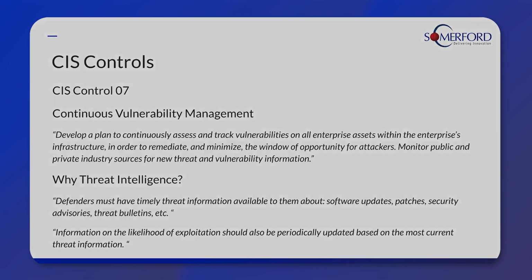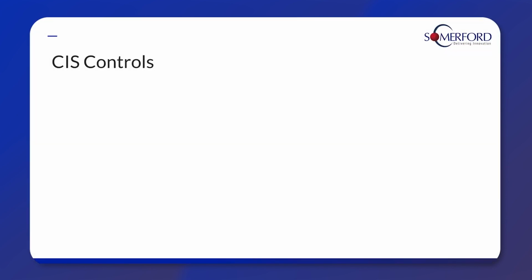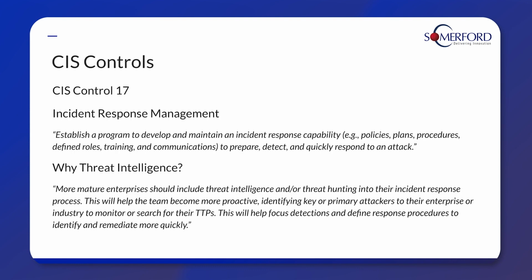And the next one we'll talk about is control 17, incident response management. And this directs that mature organizations should include threat intelligence and threat hunting into their incident response process to help focus detections and define response procedures to identify and remediate more quickly. So there's two controls there which threat intelligence is pertinent to.